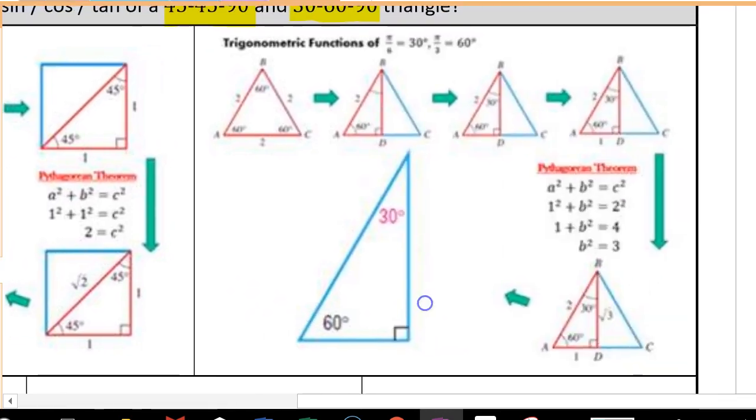Looking at a 30, 60, 90 triangle, this is generated from taking an equilateral triangle with side lengths 2, so 60, 60, 60, 2, 2, 2. We can drop a perpendicular down to the bottom, which cuts this angle in half to 30 degrees. I can again use Pythagorean theorem to find this unknown side length. That's going to be the square root of 3. So the 30, 60, 90 triangle will have side lengths 1 across from the 30, 2, which is the hypotenuse, and square root of 3. Square root of 3 is approximately 1.7, just to let you know. It's not just the number 3, it's the square root of 3.